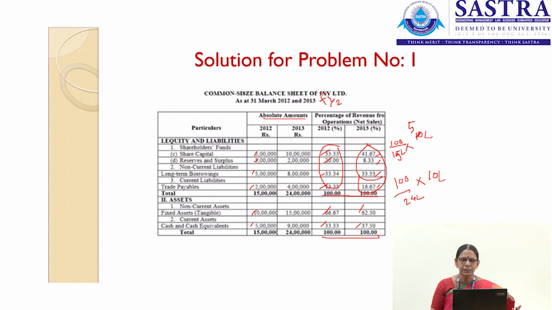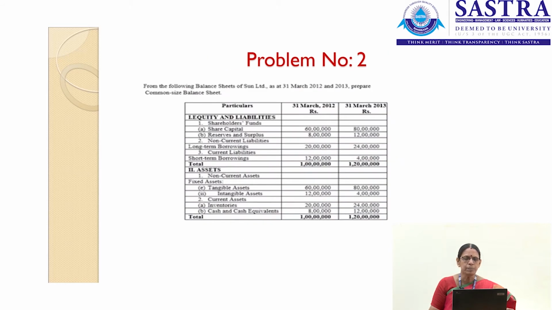Again, current liabilities, we have a decrease in the proportion. The same way for fixed assets, we have a decrease in the proportion. That is, though the fixed assets have increased, the proportion to the total balance sheet has decreased. The same way, cash and cash equivalents, we have an increase in the proportion. This is how the balance sheet can be compared over the years. We shall see problem number 2.